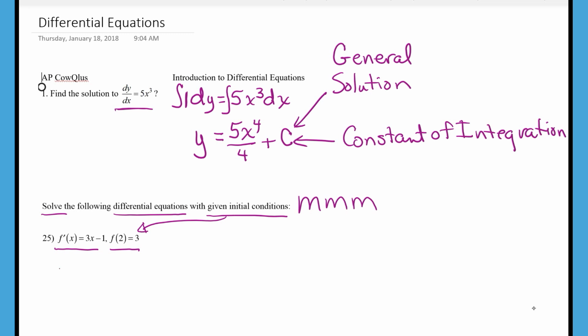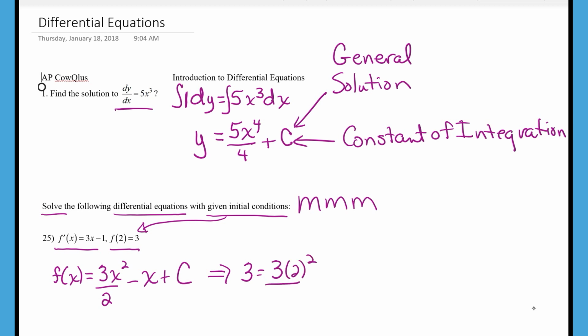If f prime is equal to that, who do you take the derivative of and get this? That'd be 3x squared over 2, by the anti-power rule, minus x plus c. If you put this initial condition in, you can solve for c. The 3 is your f of x, or your y, so 3 equals, put the 2 in for x, and now I can solve for c. So 2 squared is 4, divided by 2 is 2, 2 times 3 is 6, 6 minus 2 is 4, and 3 minus 4 is negative 1.